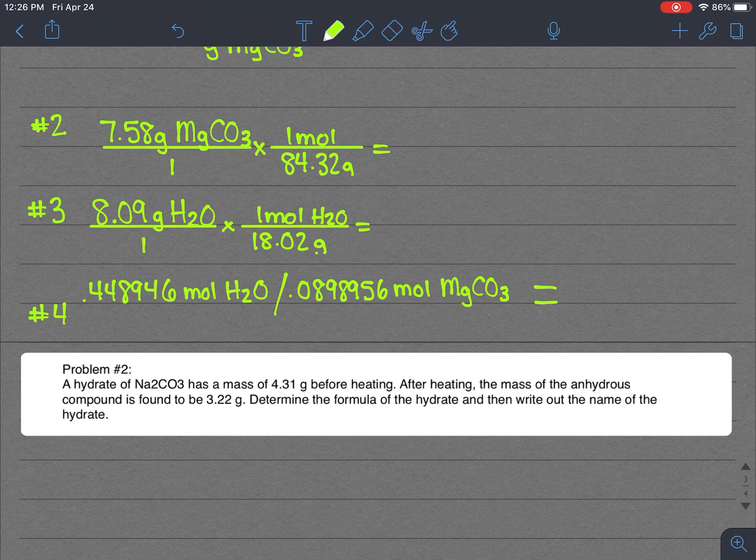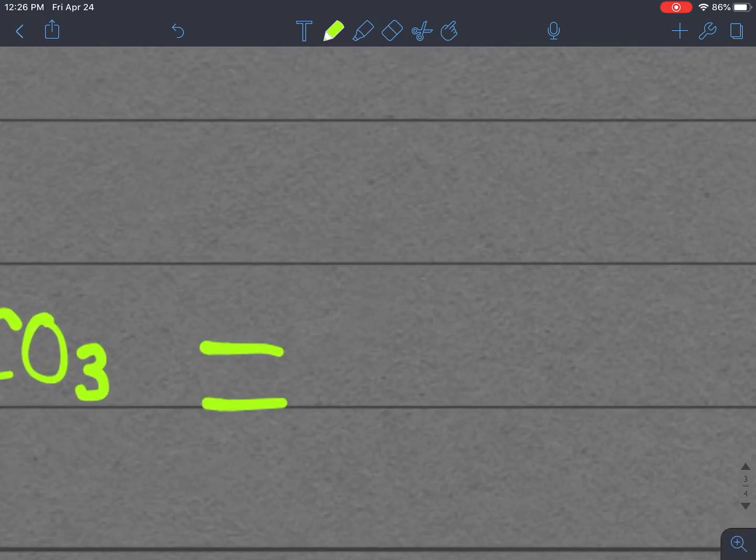One of the reasons why I like plugging in my water second is because I know that's always going to be the greater number of moles. I have that in my calculator, so then the only number I have to actually go in and plug into the calculator was that original mole of the carbonate itself. So this rounds out to be like 4.994077, which I'm going to round to a whole number, so that gives me 5.